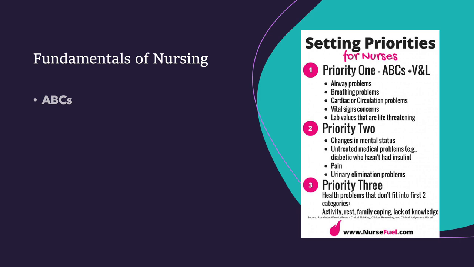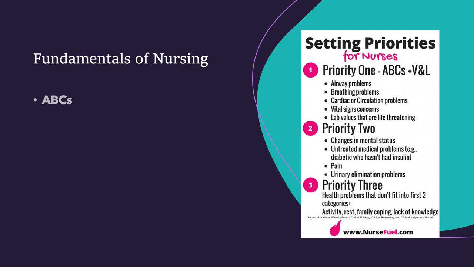Your second priority comes into as your what? Changes in mental status, untreated problems such as a diabetic who hasn't had their insulin, pain, urinary elimination problems, right? Side note, a patient not urinating, that is a serious matter. That is a priority. And I'm here to tell you, if airway, breathing, and circulation and all that stuff in priority number one is not an answer choice, I guarantee you, if that patient is not eliminating and voiding, and they're supposed to be voiding, that is a priority that you need to pay attention to. But anyway, back on topic.